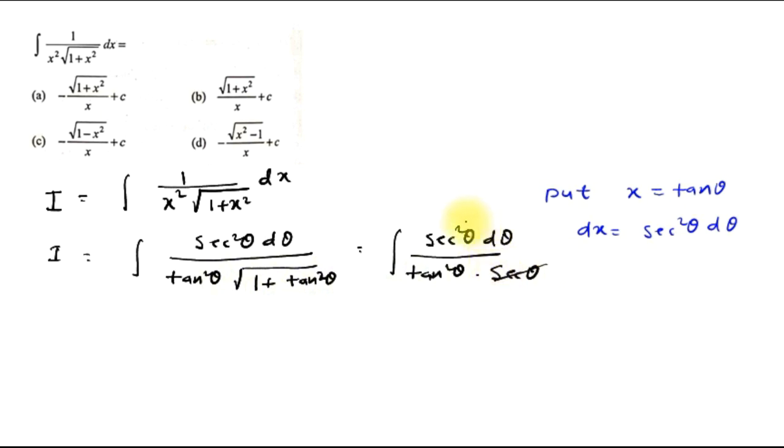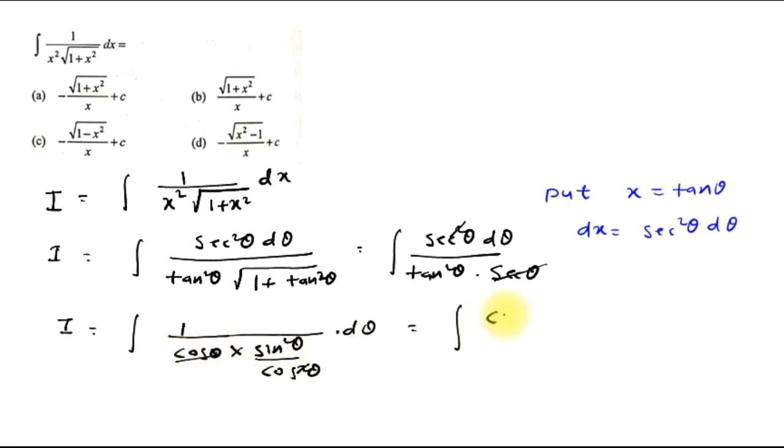Now sec theta cancels out, so I can be written as integration of 1 over sec theta, which is cos theta, into tan square theta, which can be written as sin square theta divided by cos square theta, into d theta. See, cos square theta is cancelled out with cos theta, so the given integral becomes integration of cos theta divided by sin square theta d theta.